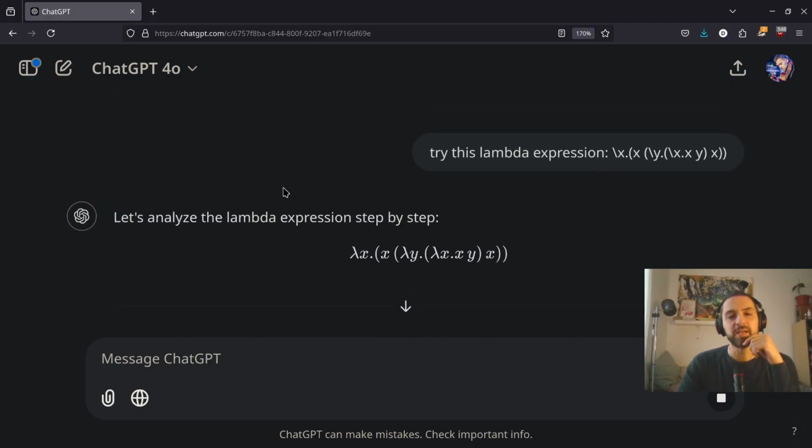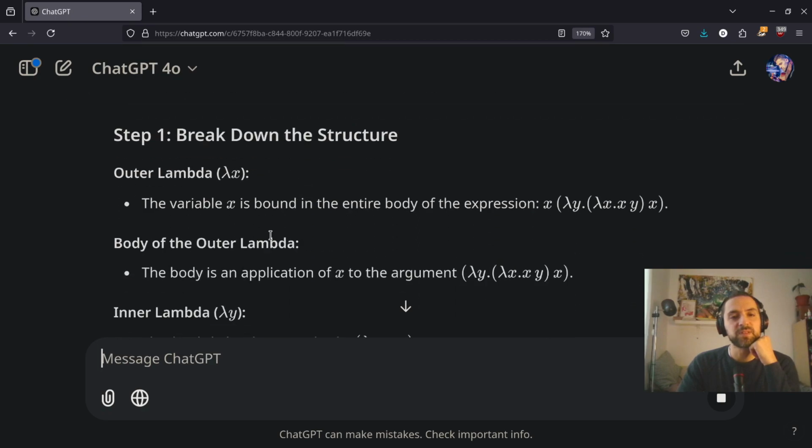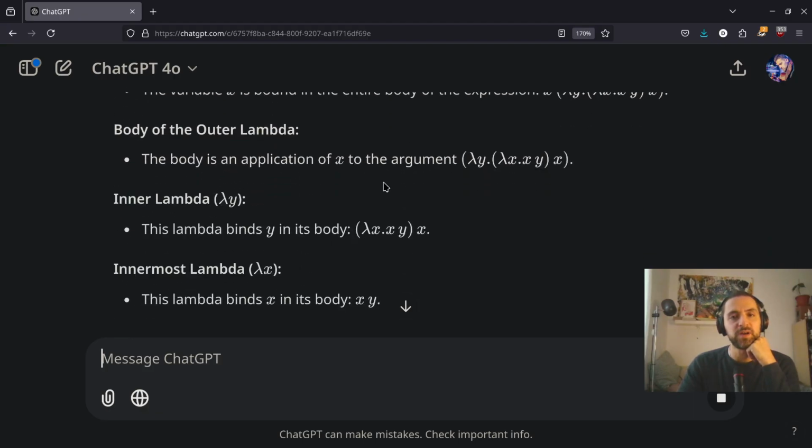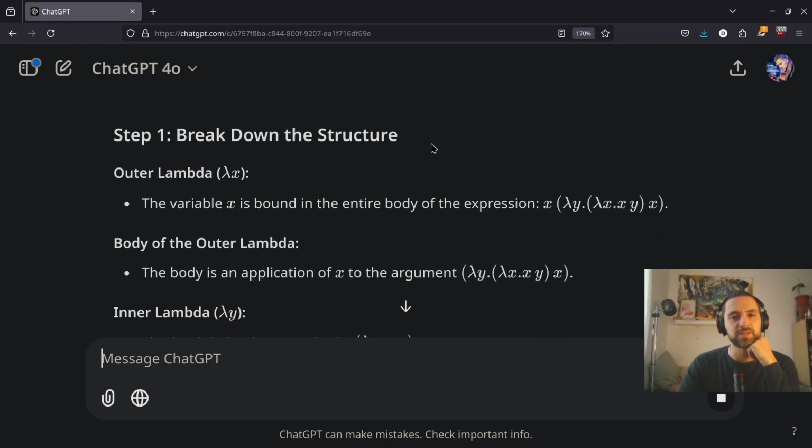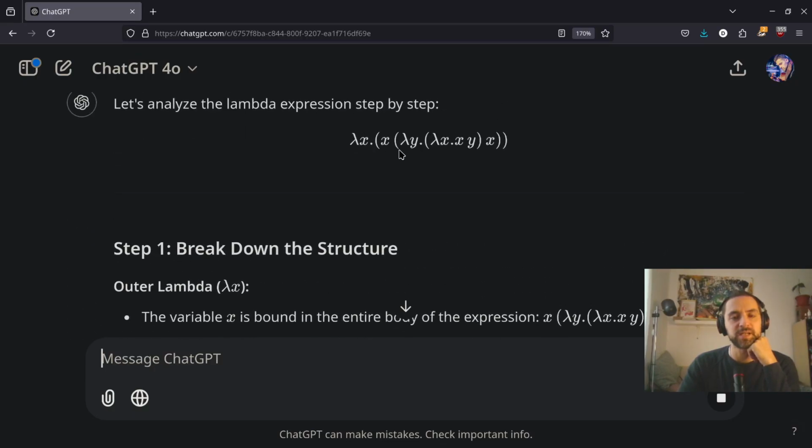Outer lambda, lambda x. The variable x is bound in the entire body. Body of the outer lambda. The body is an application of x to the argument.